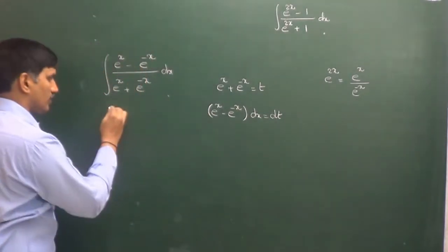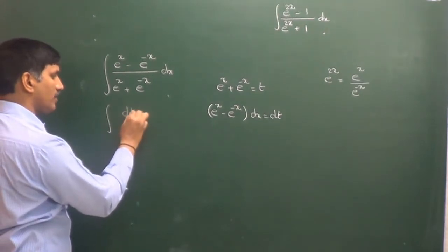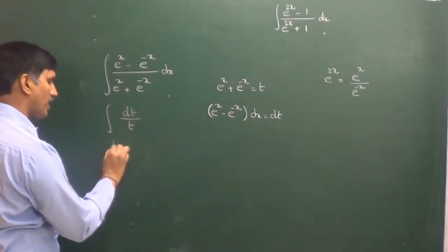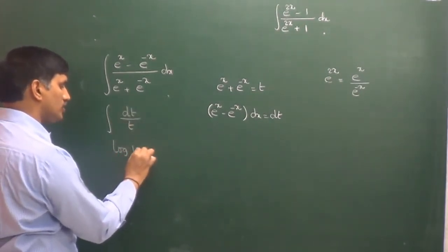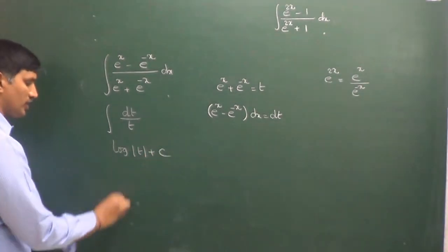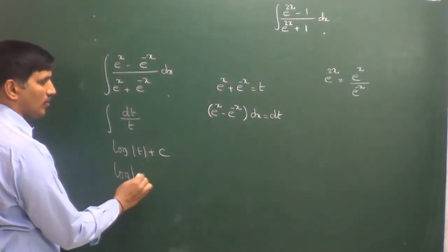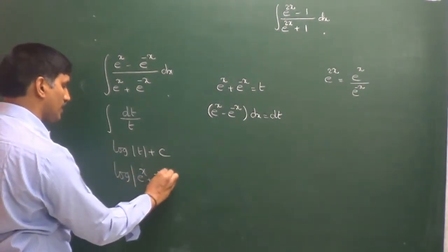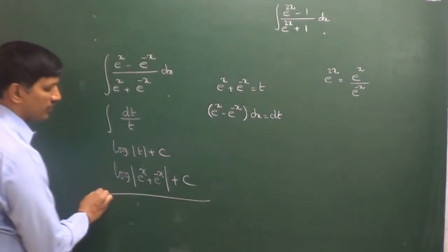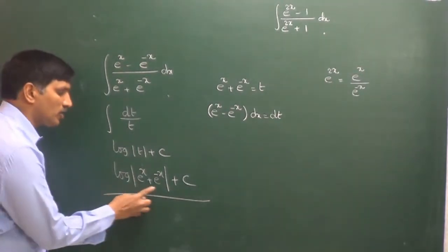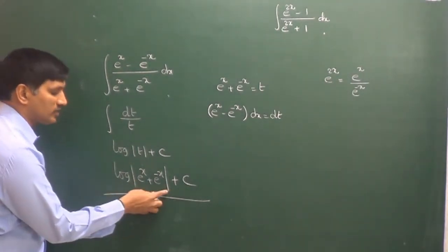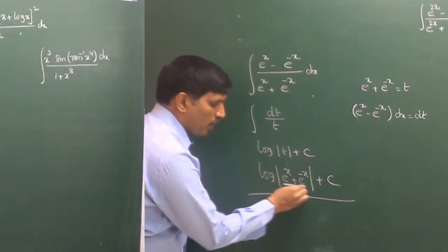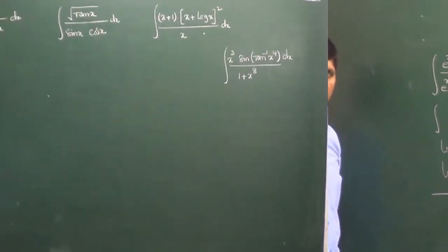So now the problem changes as dt divided by t. The integration of dt by t is log mod t plus the constant of integration, that is equal to logarithm of, in place of t we write e power x plus e to the power of minus x, plus the constant of integration. Whether you keep the modulus or not, no difference, the reason is this is always positive. Right, we are discussing the next question.